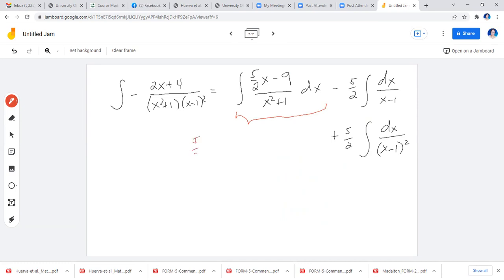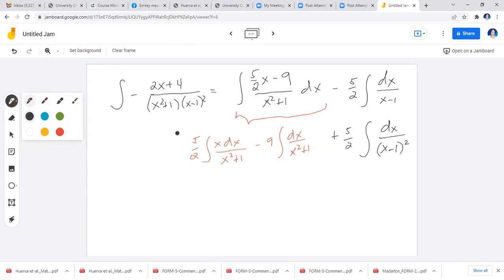This will be 5 halves integral of x dx over x squared plus 1 for the first term. The second term will be minus 9 integral of dx over x squared plus 1. So all in all, if I will split this into 2, this will be the 2 partial fractions plus these 2, I will have 4 partial fractions. True, because the degree of my denominator is 4. Okay? So I will now process the integrals.